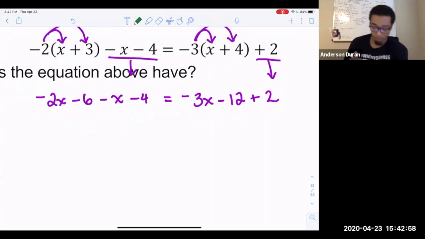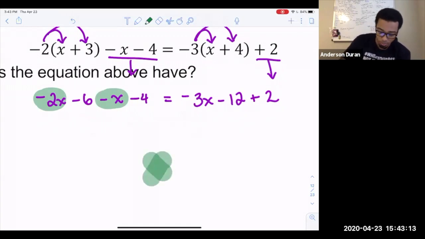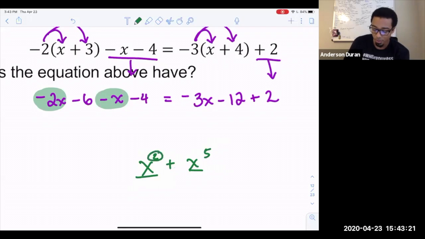So let's do that. The like terms that I have on my left side are -2x and -x. Again, like terms are terms that have the same variable and the same powers. So if we had x squared plus, let's say, x to the power of 5, you can't add these because although they are the same variable, they're not the same power. And so these are not like terms. They would keep it as is, x squared plus x to the 5th.